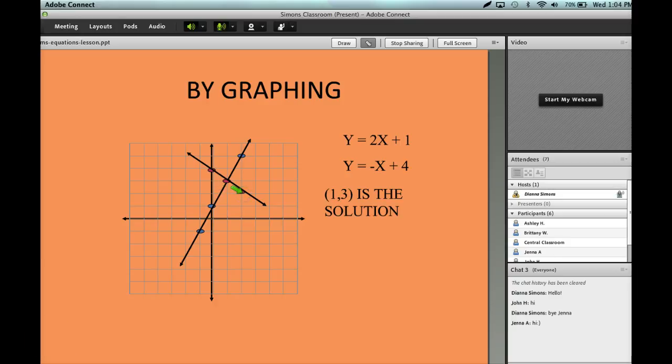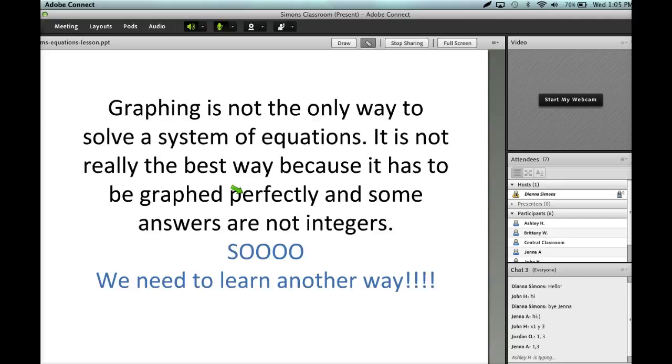All right, so what's the intersecting point? Write it down there in the chat box. See if you can read it from the graph. Oh, I already put it up there. Sorry, guys. Okay, it's (3, 1). Remember, the x goes first.